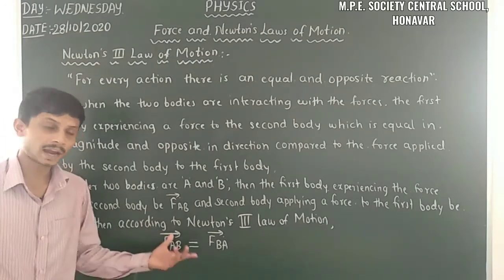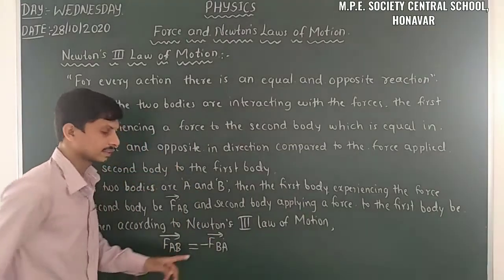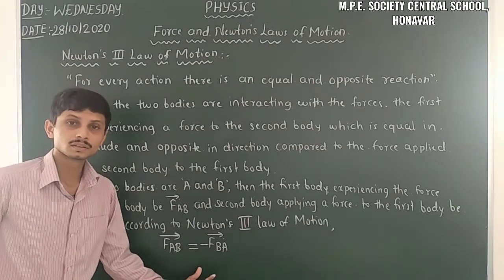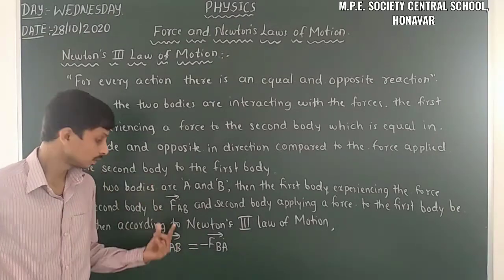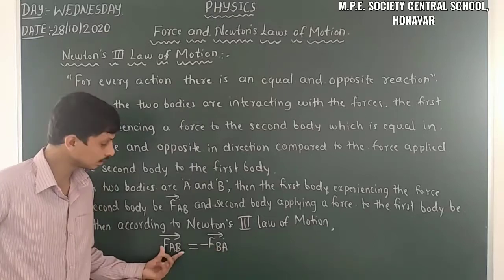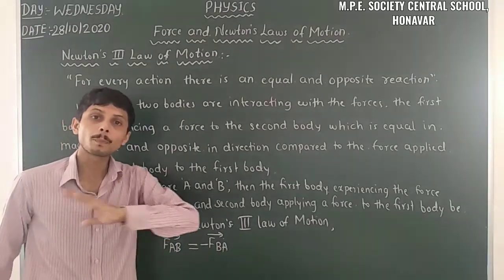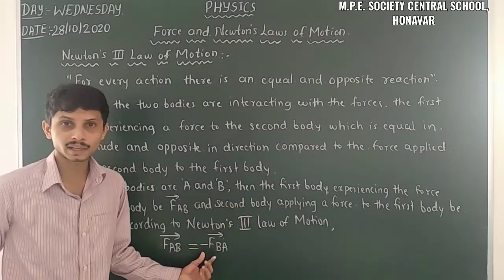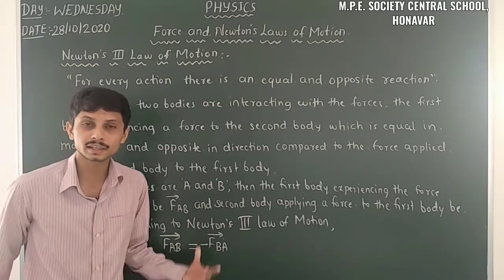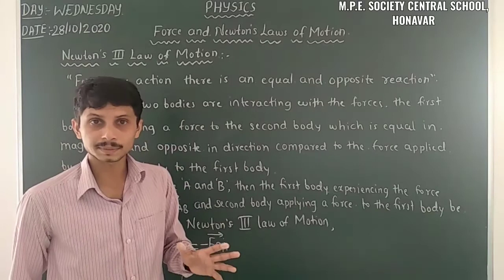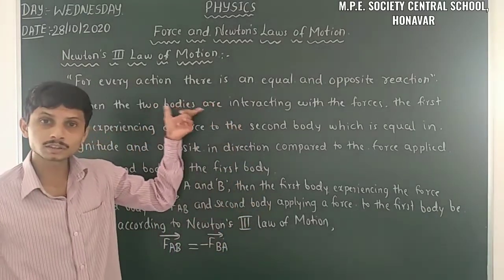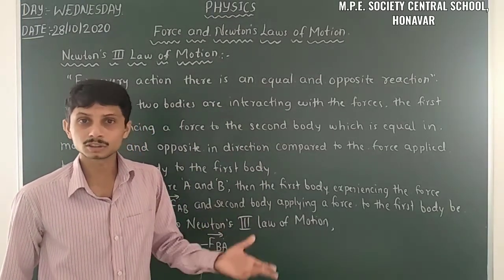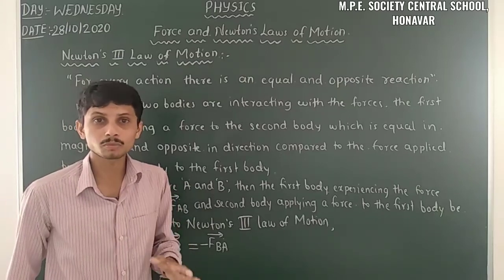So for the direction we have to insert this negative sign. This negative sign shows that the directions are opposite. That means when you compare the directions of both forces, they are in opposite directions. So that's why we can insert a negative sign here. With this we have the standard expression for Newton's third law of motion. We can use it anywhere when solving problems based on Newton's third law of motion, or commonly Newton's laws of motion and forces.